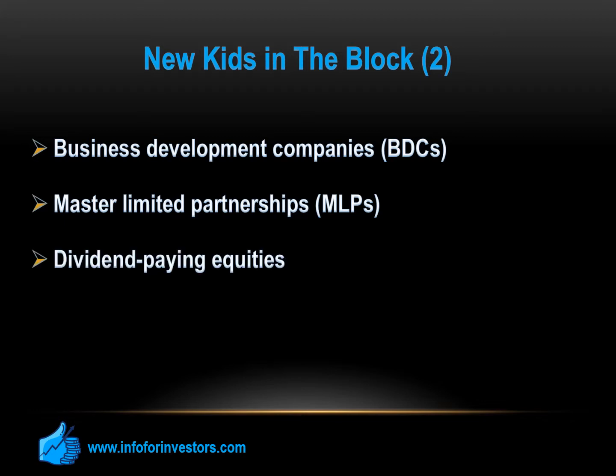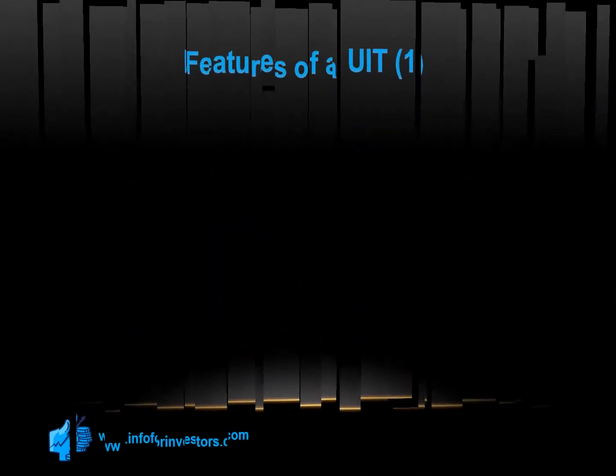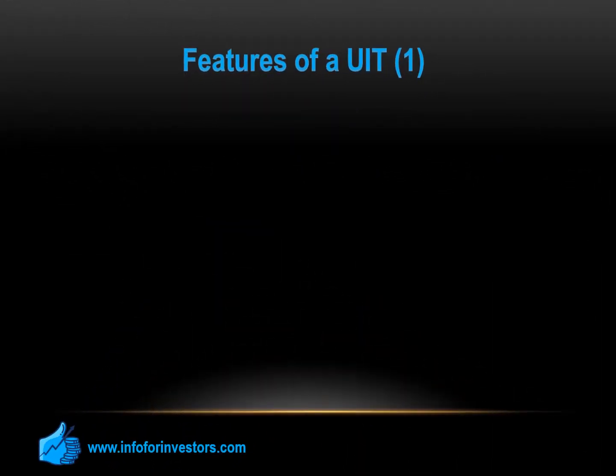Now, let's discuss the different features of a UIT. A UIT usually issues redeemable securities or units. This works similarly to a mutual fund. At the investor's request, the sponsor will buy back the investor's units at their net asset value, NAV. Some companies have structured their exchange-traded funds, or ETFs, as UITs.